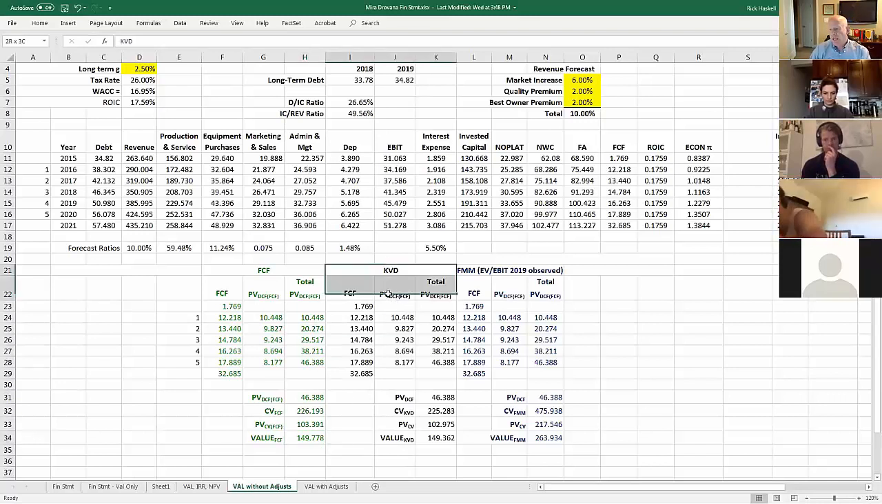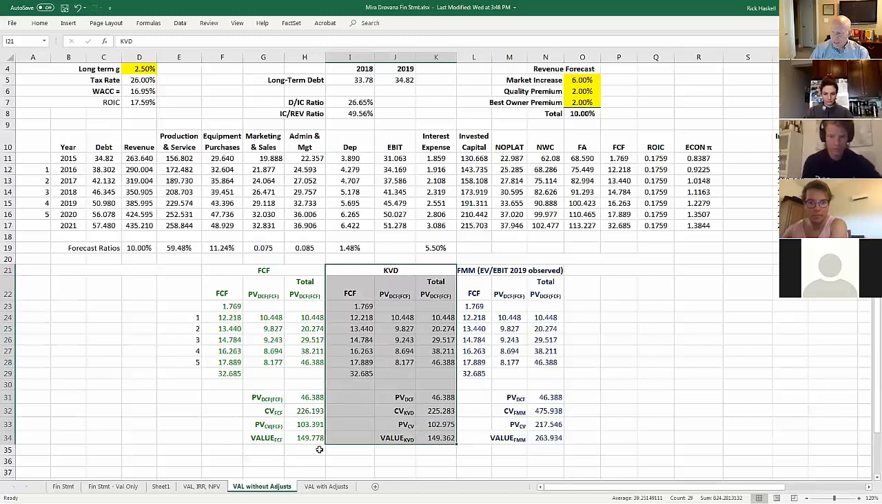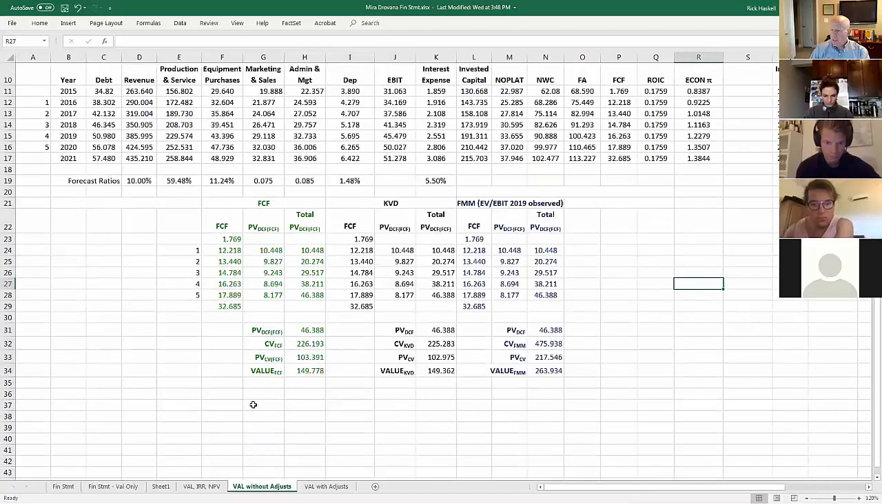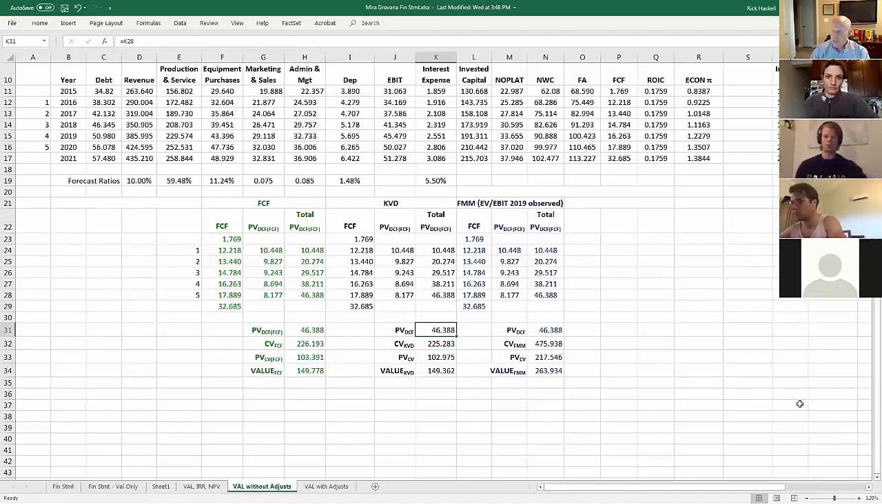As I now move over and look at the key value driver model, you'll notice that I'm getting almost the exact same outcome. Now 149.362 versus 149.778. So that's an insignificant difference given these are being measured in millions, right? And we notice here that the present value of the discounted cash flow is exactly the same, because we're using the exact same cash flows. Remember that we're using the cash flow from the explicit period for each one of these.